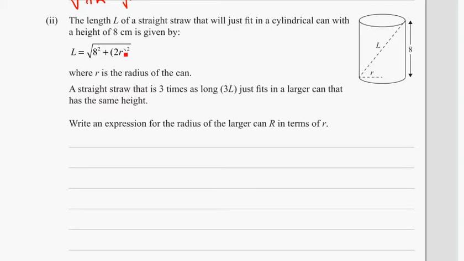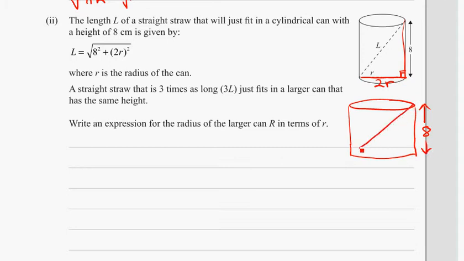L equals the square root of 8 squared plus 2r squared, 2r being that 2r there and 8. So clearly this person has used Pythagoras' theorem to find an expression for capital L. Right, we have a larger can but the same height. So if it's the same height, it's still going to be 8, but it's 3 times as long. Radius of the larger can. Well, if that's r, then of course it will be 2r for the diameter in terms of little r.